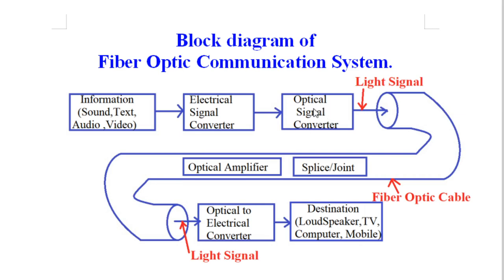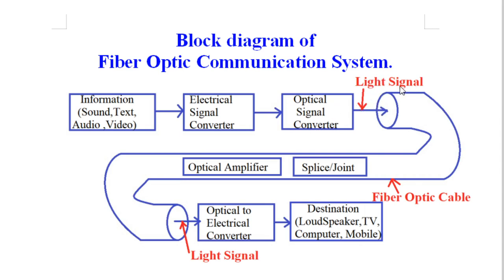The light signal has a particular wavelength, and the wavelength used for light in fiber optic communication is measured in nanometers. In third generation fiber optic communication, the light used has a wavelength of 1600 nanometer to 1800 nanometer. And then this light signal of a particular wavelength is passed.